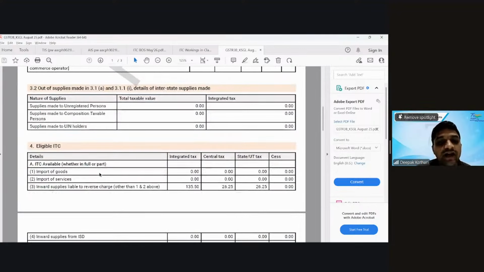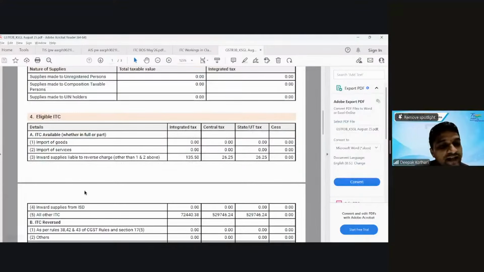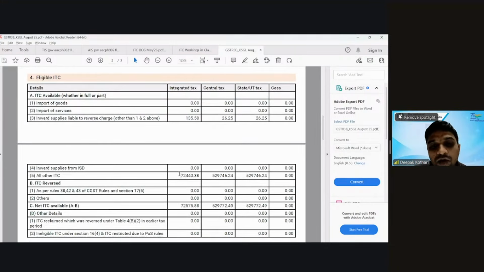Then comes the eligible ITC. What is the ITC he has procured? I said on reverse charge also we can claim. So inward supplies which are liable for reverse charge, that he can claim, and all other ITC. Once he mentions in the return whatever credit he can claim, he will mention it under this column, then he can claim it.